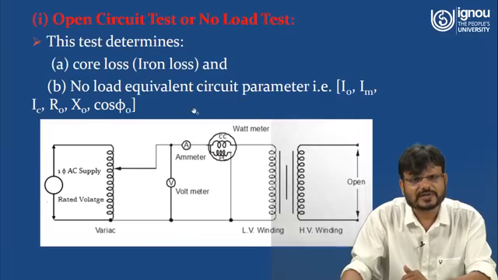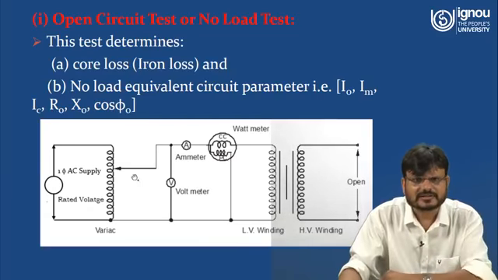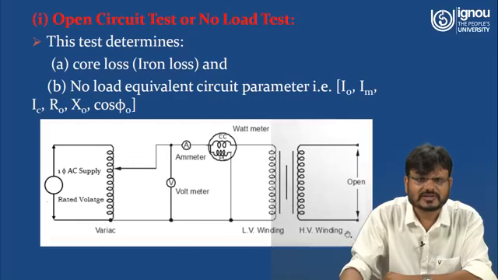At the same time you can also calculate some parameters if you want to draw the equivalent circuit, that means you can calculate I naught, that is the no load current, magnetizing current, IC core loss current, R naught, X naught, and no load power factor. Here you can see in the diagram, if you want to perform the open circuit test for the transformer, the high voltage winding side is kept open, and at the low voltage side, with the help of an auto transformer, rated voltage is applied.